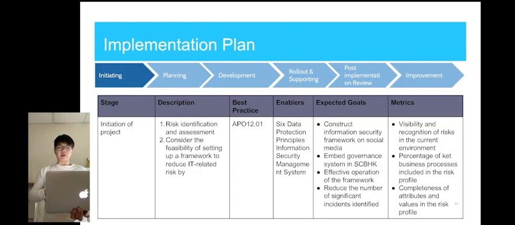The first stage is about initiation of the project. We want to construct the information security framework on social media successfully, embed the entire governance system in SCBHK, provide effective operation of the framework, and reduce the number of significant incidents that are identified.